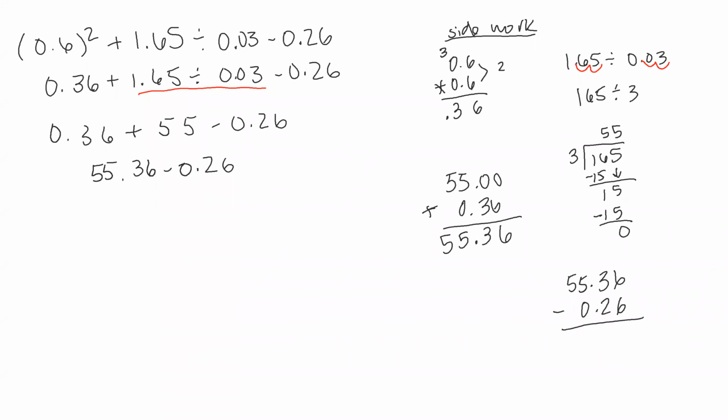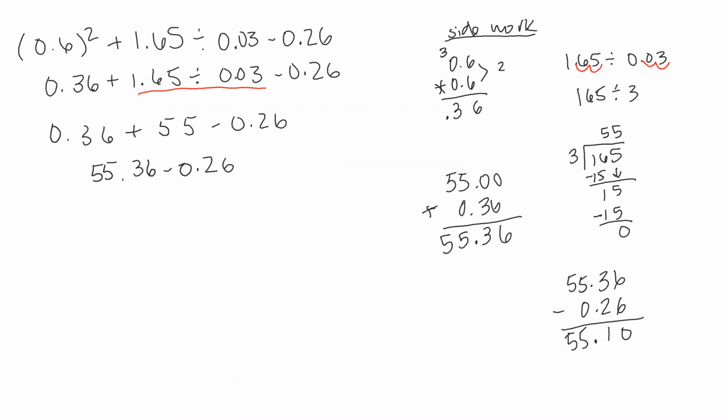Okay, so I've got my 55.36 minus 0.26 set up vertically where my decimal points are aligned. 6 minus 6 is 0. 3 minus 2 is 1. Drop down your decimal. And then 55 minus 0 is just 55.